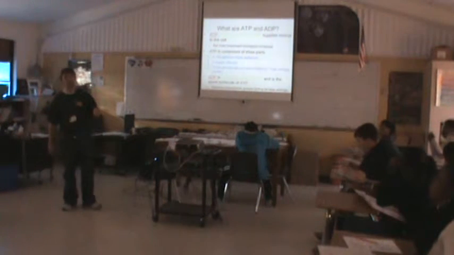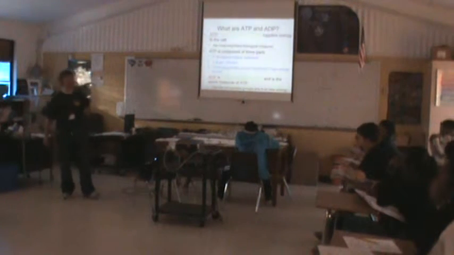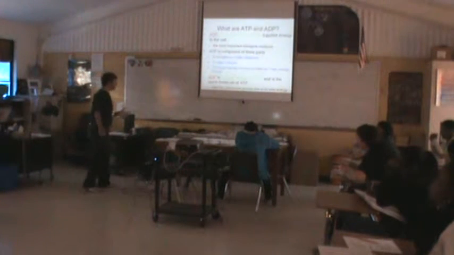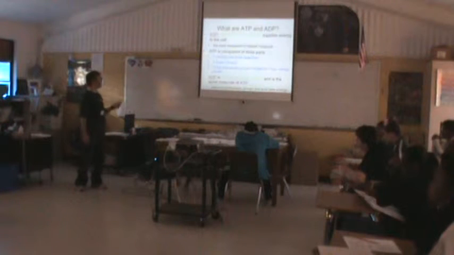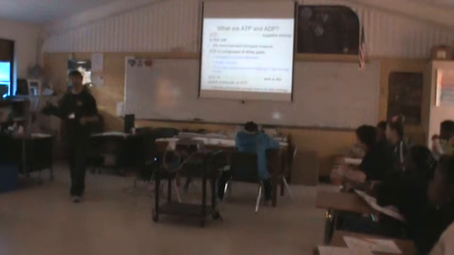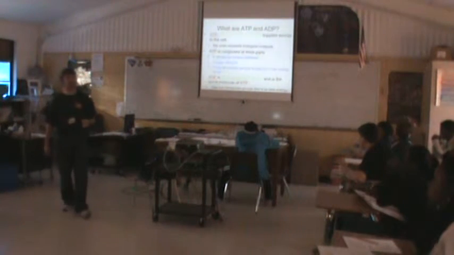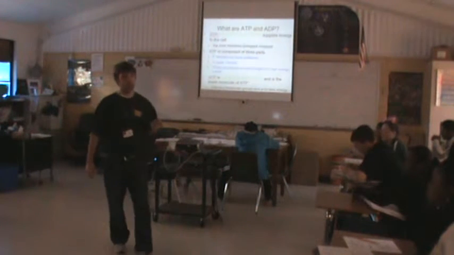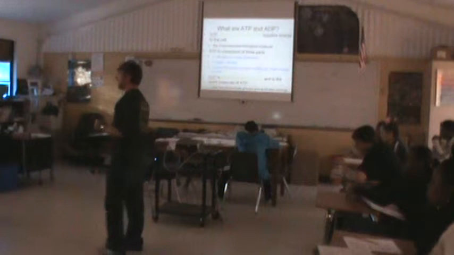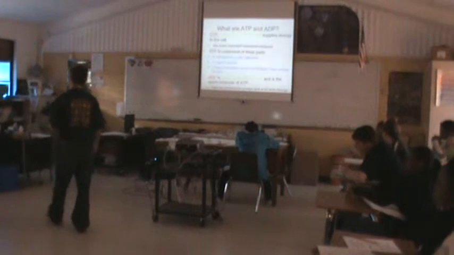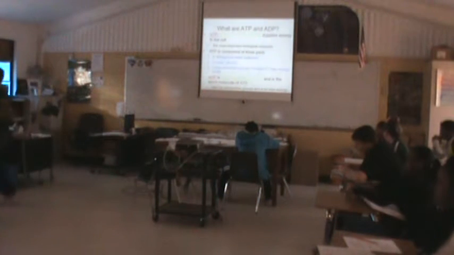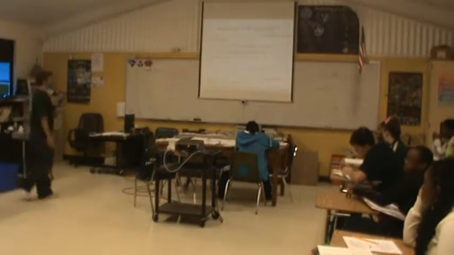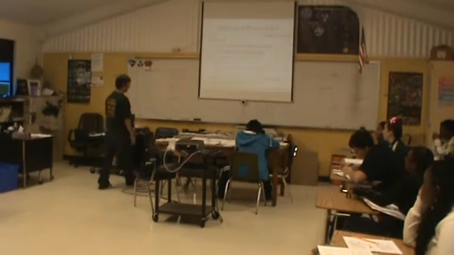Okay, ADP is called adenosine diphosphate. And the only difference between ADP and ATP is that ADP has a lot less energy and has one less phosphate group. Okay? So adenosine triphosphate, 3 phosphate groups, adenosine diphosphate, 2 phosphate groups.